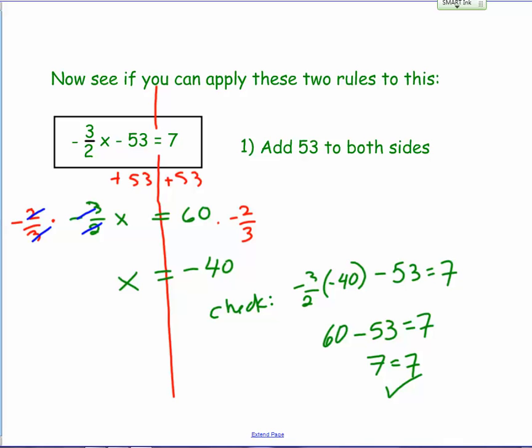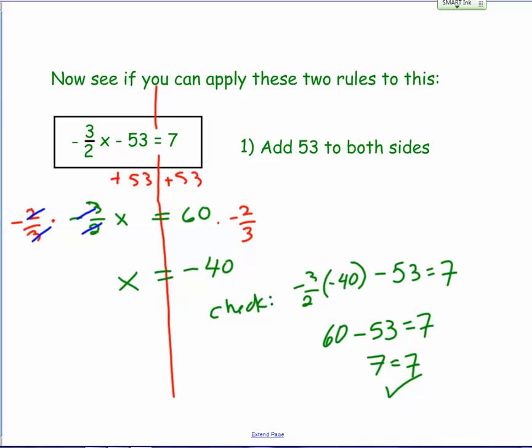And the way I'm going to get rid of negative 3 halves is I multiply by the reciprocal, which is negative 2/3. Negative times negative is a positive, and 2/3 times 3 halves is 6/6, which is 1. So I just take it out, and I'm left with x on this side. And you can do this in your head.